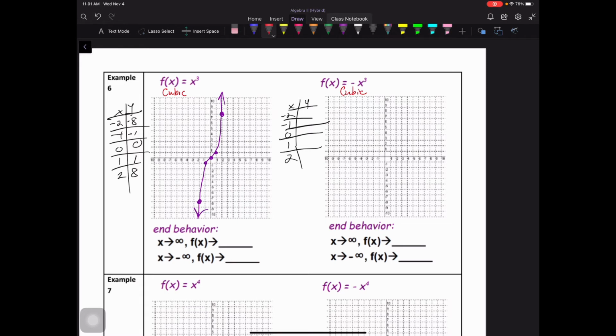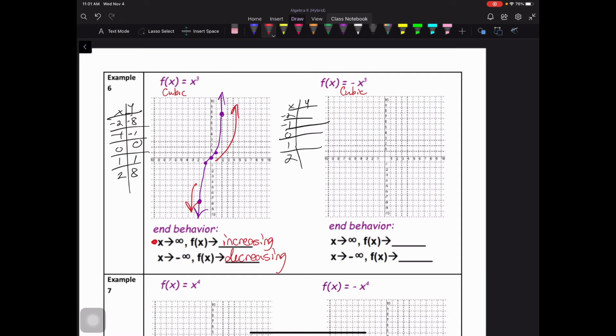As my x values are increasing, my function is increasing. That's what's happening at the end. Remember, this is all based on end behavior. As my x values decrease, my function is also decreasing.